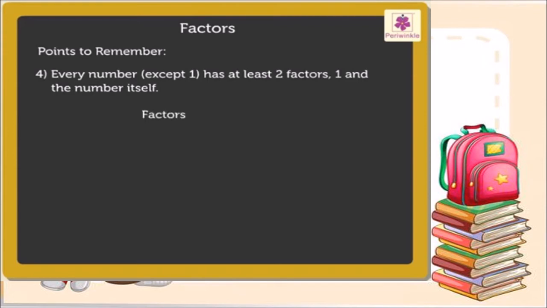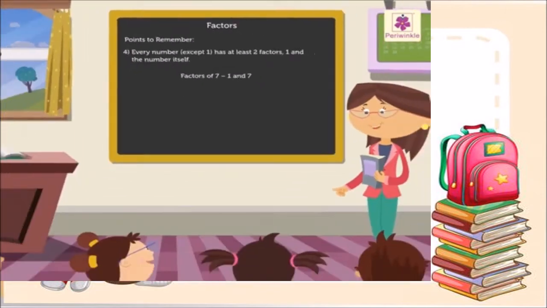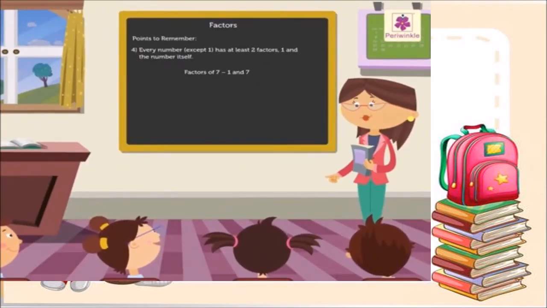Point 4. Every number except 1 has at least 2 factors, 1 and the number itself. Let us look at the factors of 7. They are 1 and 7. No other pair of numbers, when multiplied together, will give the product 7. That is, the number 7 has at least 2 factors, 1 and 7. Hence, we can say that every number except 1 has at least 2 factors, 1 and the number itself. Do remember these points properly. They will help you to find the factors as we go further.